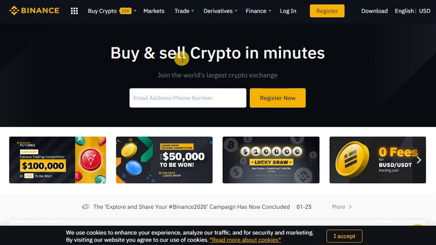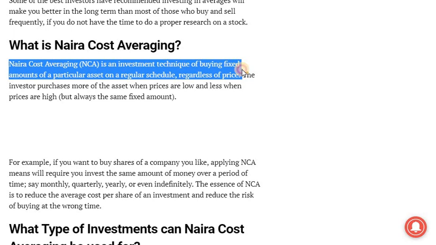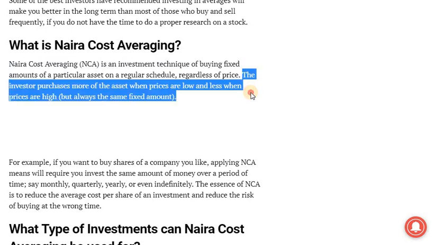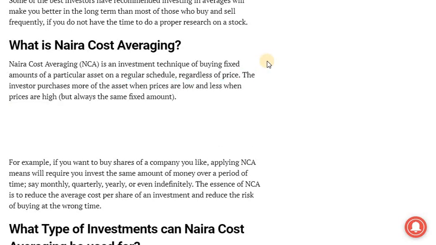The strategy that we are going to use in this video is called Naira cost averaging. Naira cost averaging is an investment technique of buying fixed amounts of a particular asset on a regular schedule regardless of the price. As an investor, you would have to purchase more of the assets when the price is low. In this video, I am going to show you a very effective way for you to buy Bitcoin, Ethereum and all other cryptocurrencies. For us to do that, we would need a price chart.